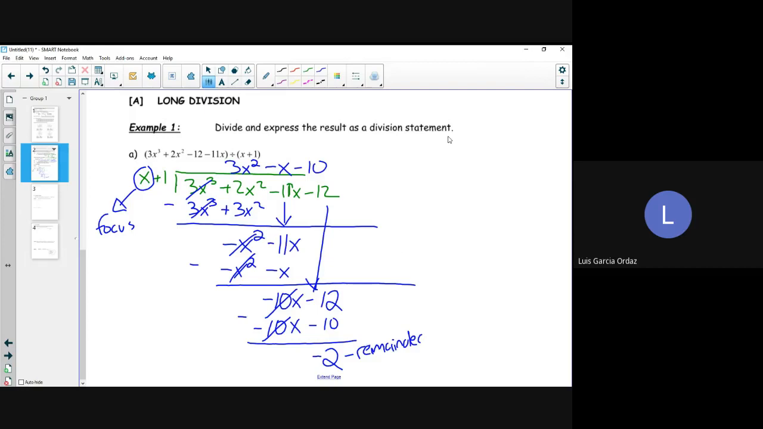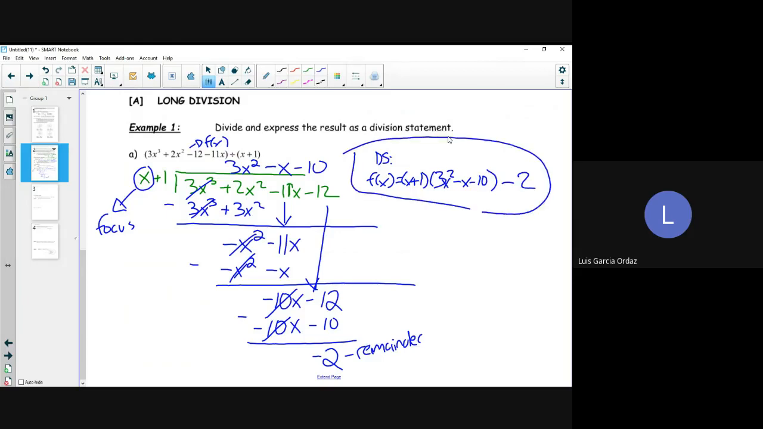Okay? So now we're going to write our division statement. We have 3x cubed plus 2x squared, and we're going to label this as f of x. So our division statement is f of x is equal to... we start with our divisor first. What is our divisor? x plus 1. What is our quotient? 3x squared minus 6. And what is our remainder? So this is our division statement right there.